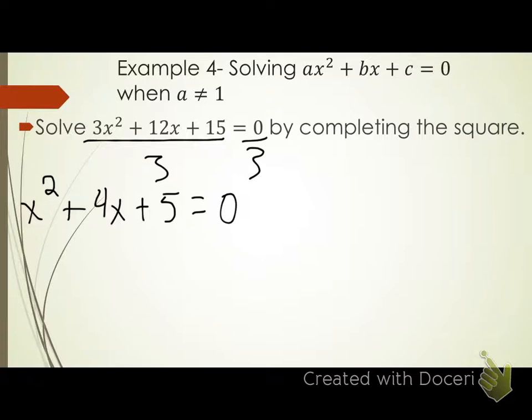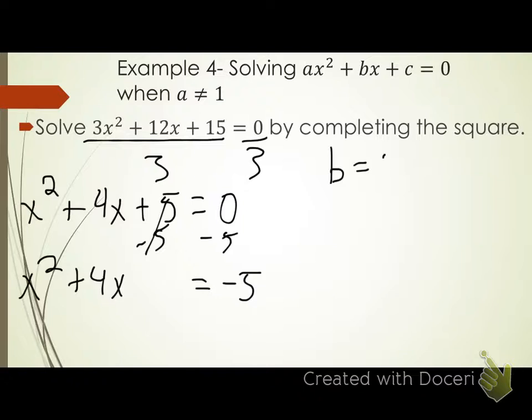What was the first step I need to do? Subtract 5 from both sides. Get that x squared and x by themselves on one side of the equation. So x squared plus 4x equals negative 5. What's my b value? 4. What's the first thing I do to it? Cut it in half, which is 2.